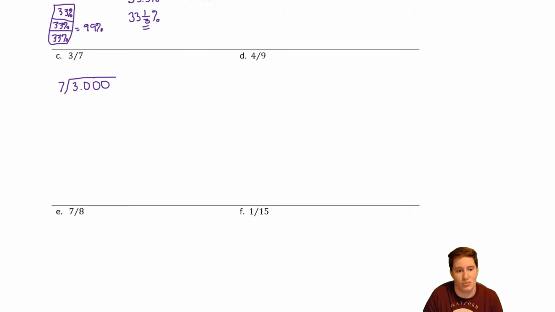7 goes into 3 0 times. And so I'm going to put my decimal up here and say 7 goes into 30 4 times, which is 28. And I'm going to drop down my next 0. 7 goes into 20 twice.